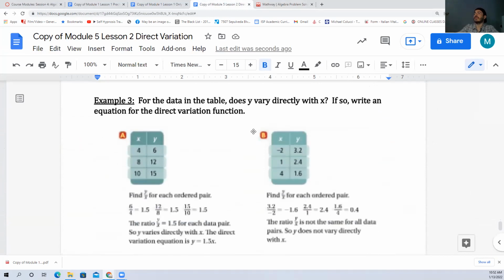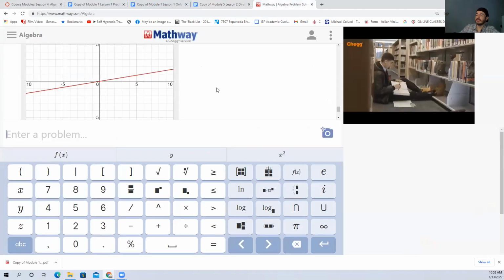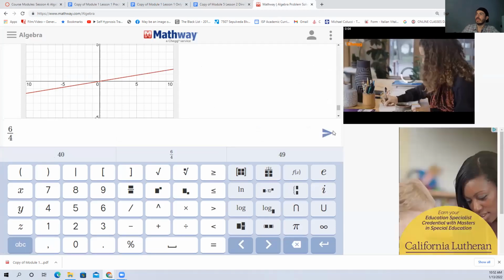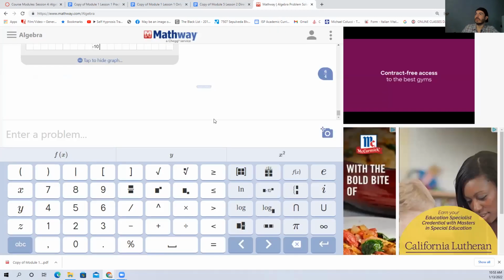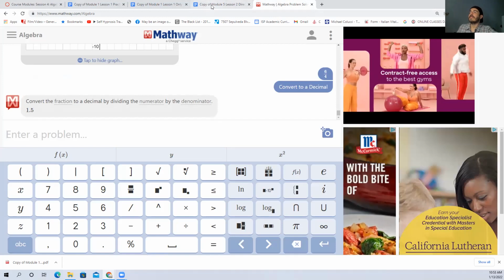For the data in the table, does y vary directly with x? If so, write an equation for the direct variation function. So what do you need to multiply 4 by to get to 6? 3/2. So I'm going to use a calculator. What do I need to multiply 4 by to get 6? I'm going to say 6 divided by 4. Let's convert to a decimal. 1.5. Okay, I like that.